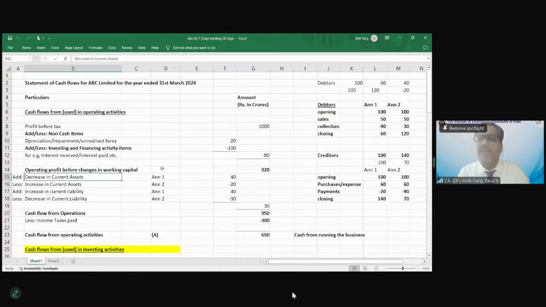Why? Because the opening debtor which is sitting at 100 rupees, right? For example, my debtor is 100 rupees in the beginning. I have made a sale of, let's say, 50 rupees during the year. My closing balance is 60 rupees. What does it mean? So 100 rupees opening balance, 50 rupees during the year sale. So total has to be 150, but the closing is 60 only. It means I have received 90 rupees during the year. So out of this 90 rupees, my 50 rupees pertains to the current year income. Yes or no? It is current year sales. Yes or no?